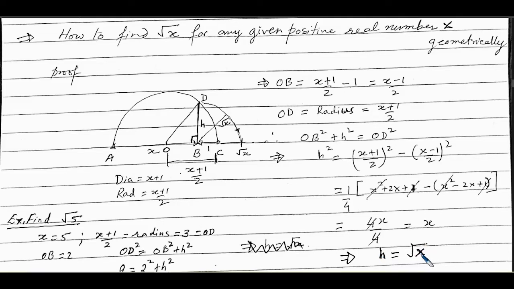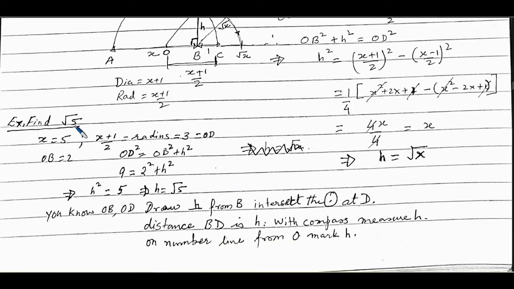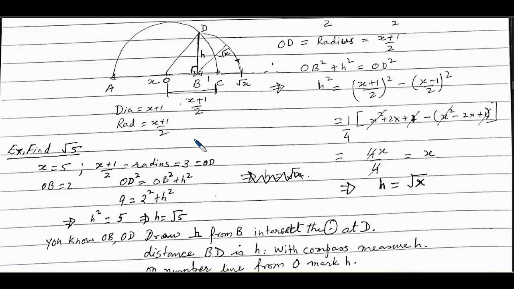So whatever number's square root you want to find, geometrically you find this height, and you can measure it with a compass and mark it on the number line. So here is one example. Find the square root of 5. So x is 5. The diameter is x plus 1, so the radius will be (x plus 1)/2, that is 5 plus 1 is 6, 6 by 2. So the radius is 3. 3 is the OD.